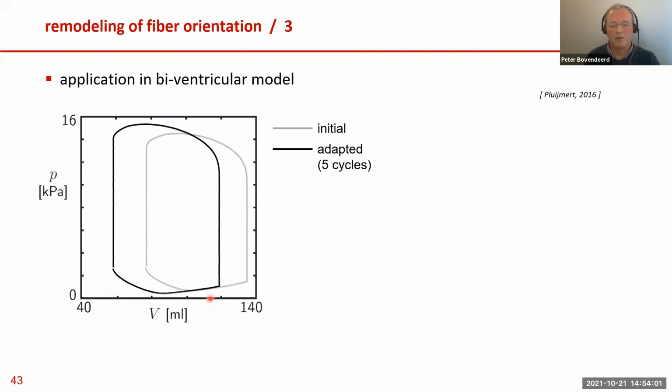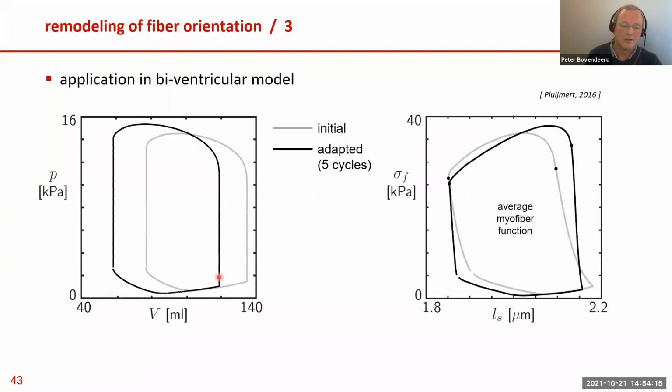Once again, if we now look at what the effect of this reorientation is, this is the initial pressure volume loop, and in black we see the pressure volume loop after adaptation. And here we see average stress strain loops, and that's a picture we saw before. Due to the formation of this transverse angle, we get much less shortening of the fibers during volume contraction, and this explains then the increase of pump function in the adapted heart.